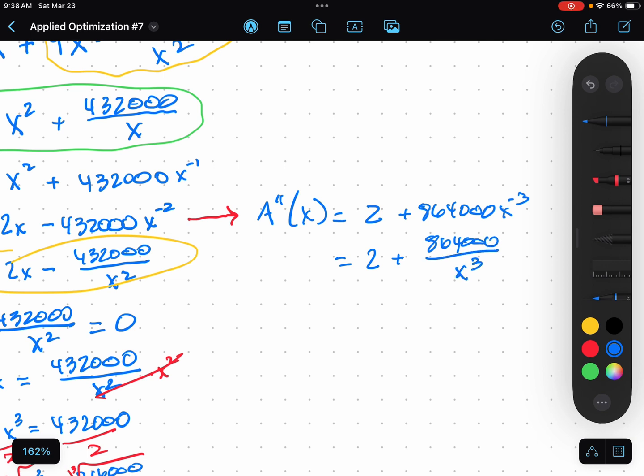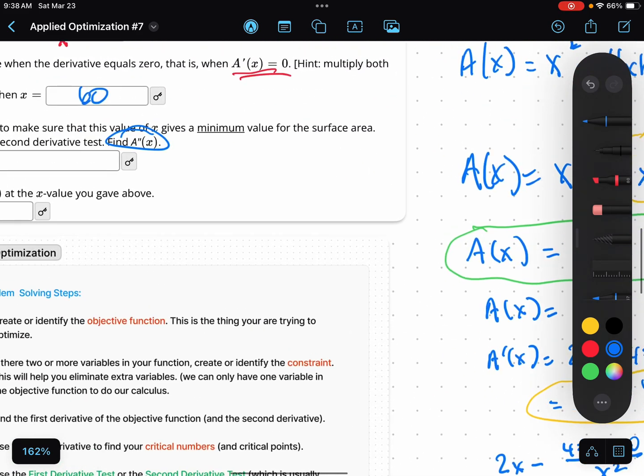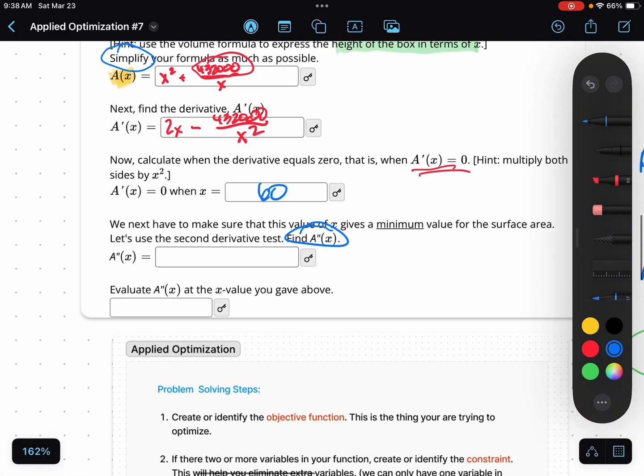Not the greatest handwriting in this video today, but hopefully you can get the gist of this. All right, so that's our second derivative. Let's write that in. It was 2 plus 864,000 over x cubed. And the last thing they want us to do is evaluate our second derivative with that x coordinate that we found. So they want us to plug in 60.